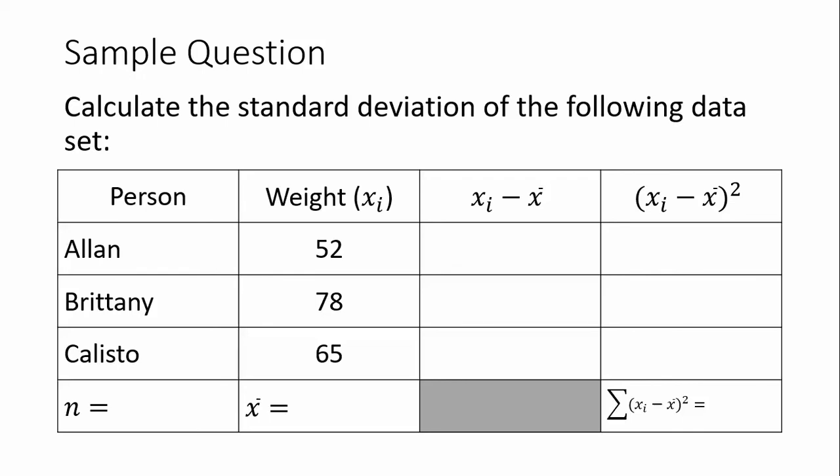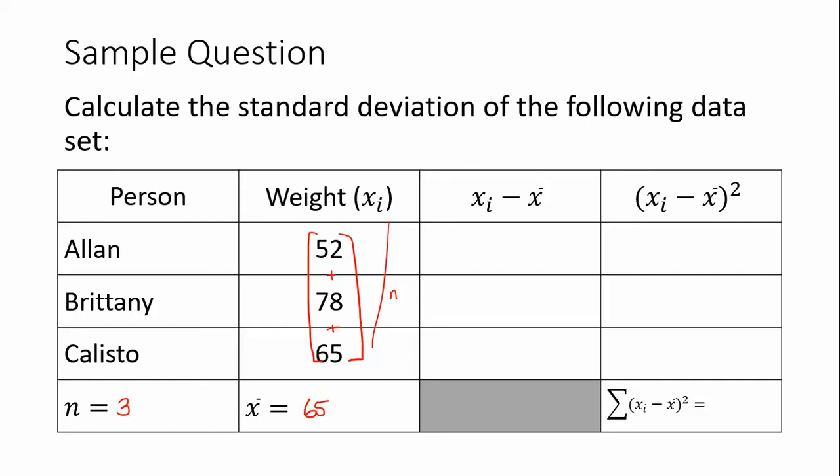So I have 3 people's weight, and I have gathered their data. And so now I want to know the standard deviation of this sample. Well, first thing I need to do is figure out what is my N. How many samples do I have? I got 3. Then I need to calculate my mean, which means I need to add all of these up and then divide by my N, or the number of samples, which is 3. And when I calculate that, I should get 65.